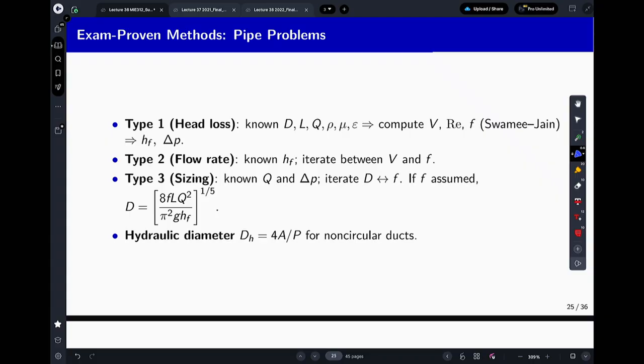The only other thing is hydraulic diameter. We talked a little bit about it, but we didn't do very much with it. I did a couple of examples on that, looking at, I think, a square duct and an annulus.